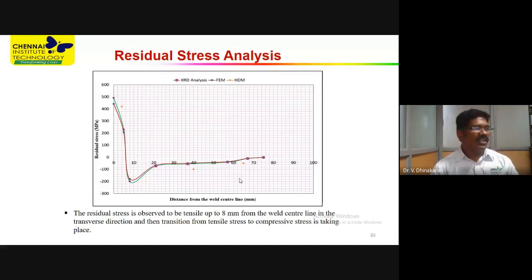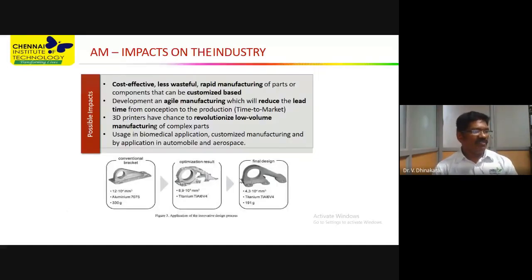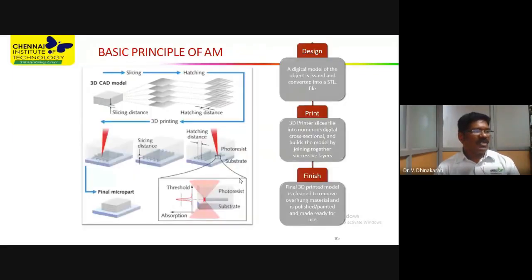I go through additive manufacturing. So additive manufacturing is a very cost-effective, low-wastage and rapid development process. So in that, the 3D model will be developed, and the 3D model will be sliced, and layer by layer the material is added to generate the components.